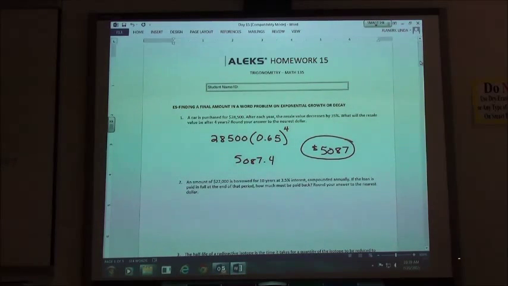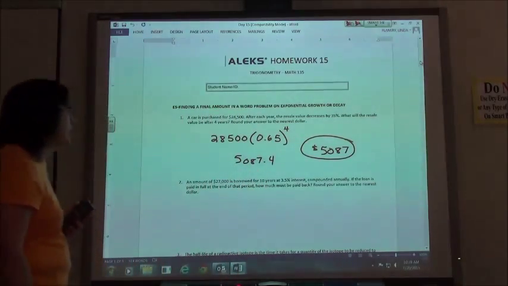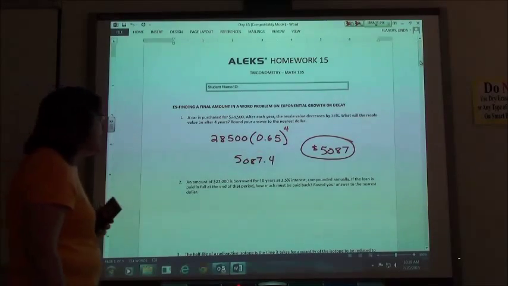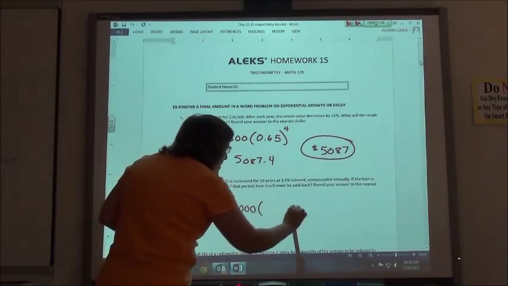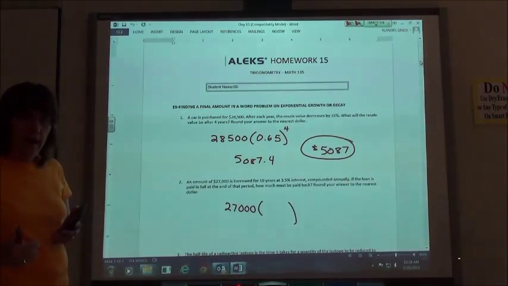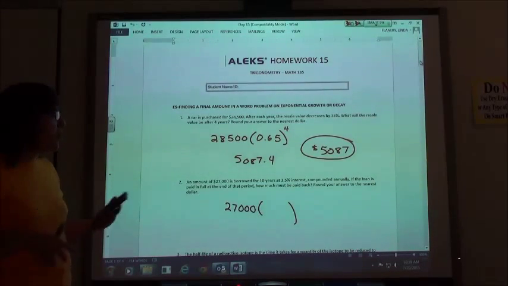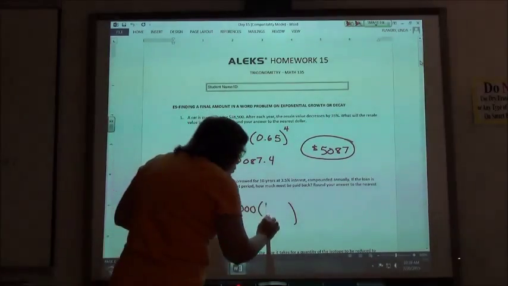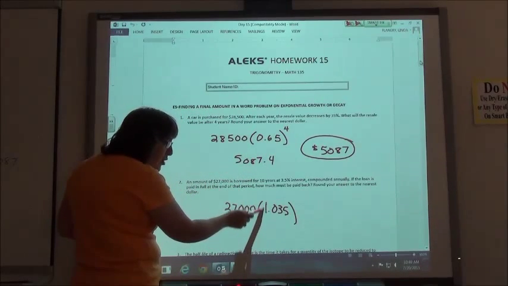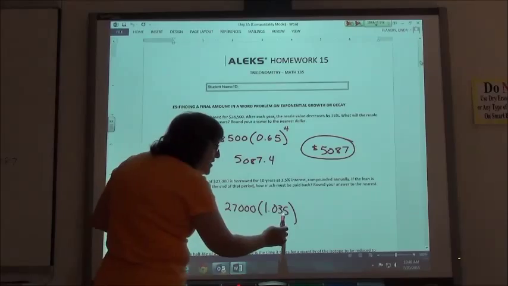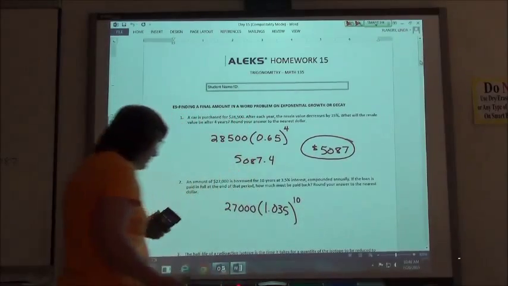Second one then, it says amount of $27,000 is borrowed for 10 years at 3.5% interest compounded annually. The loan is paid in full at the end of that period. How much must be paid back? So we're starting out with $27,000. The amount we're going to retain is 100% plus the 3.5%. So on that first one where they gave us the formula, you noticed it was 1.035. The full amount you're still going to have, it's not going to disappear, plus the interest, the 3.5%. We are going to put that in there for 10 years.